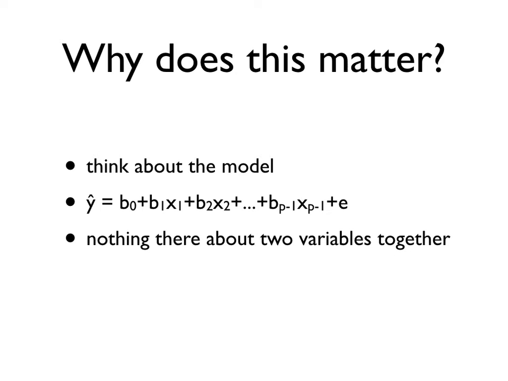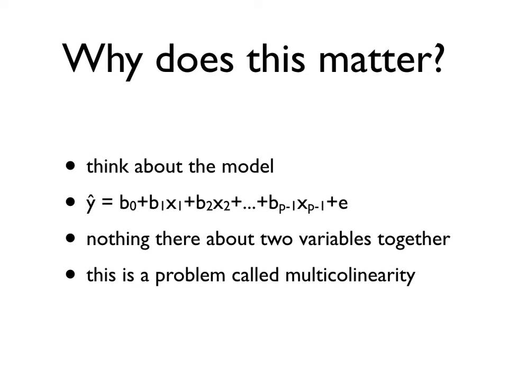Because these coefficients aren't variables, these b's. They're just numbers that you multiply the value of the variable by. There's nothing in that model saying an x1, x2, like we would have with analysis of variance, alpha beta. There's nothing about shared variance. In fact, there's even a name for this because it's a problem. And the problem is called multicollinearity.